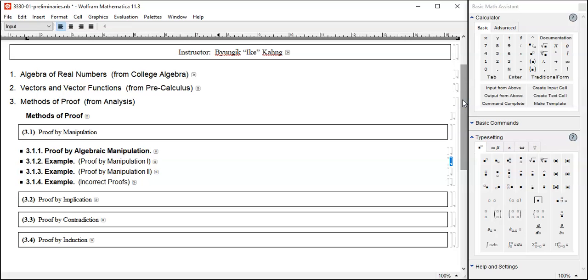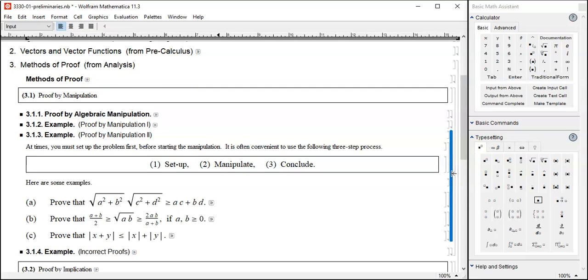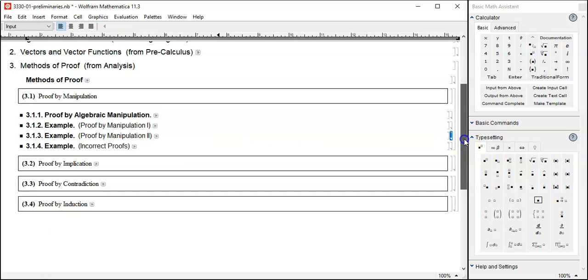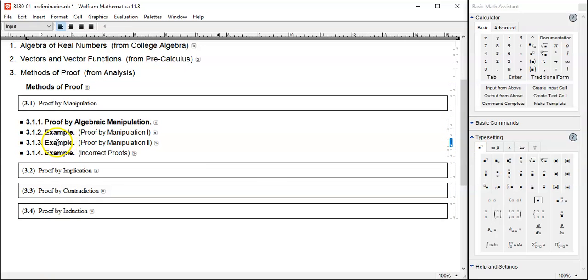Let's see, how much time do we have? Maybe just one more example. No, excuse me. I'll resume these two, example 313 and example 314, in a separate video. Let me stop here.